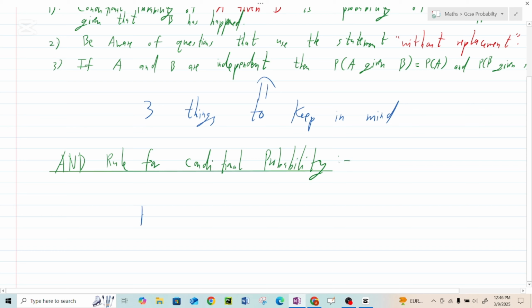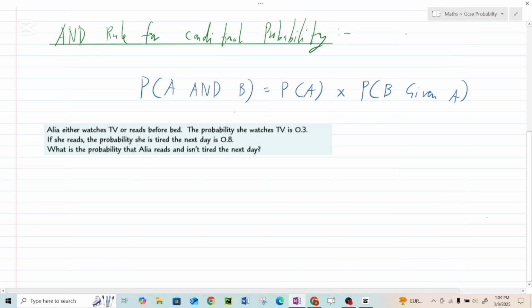The formula is probability of A and B is going to be equal to probability of A multiplied by probability of B given that A has happened. So this is your formula, and you have to know the conditional probability to actually find out A and B in this case. Now let's look at a question to understand the concept.